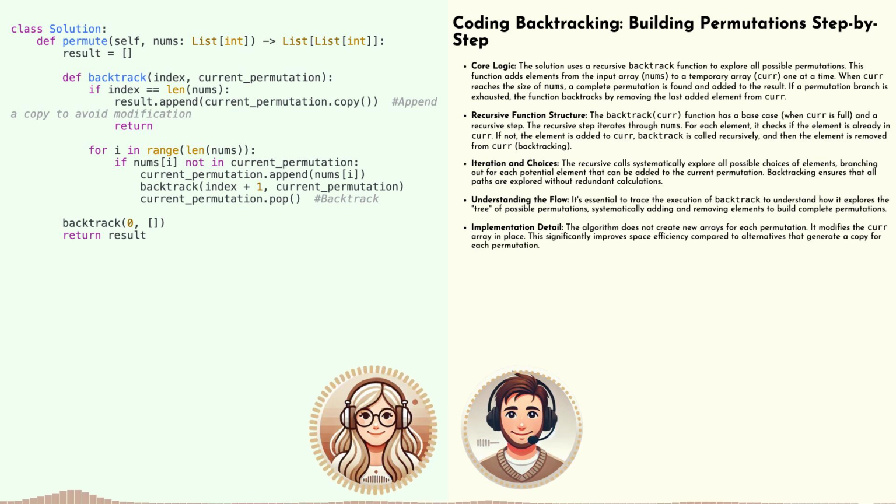I think the key is to break this problem down into smaller, more manageable steps. So we need a way to keep track of the permutation that we're currently building. We need a way to know which elements we've already used. And we also need a way to back up if we hit a dead end, like we were talking about. So we need some kind of storage to hold the permutation that we're currently building, like maybe a list or something. A list would be a great way to do it.